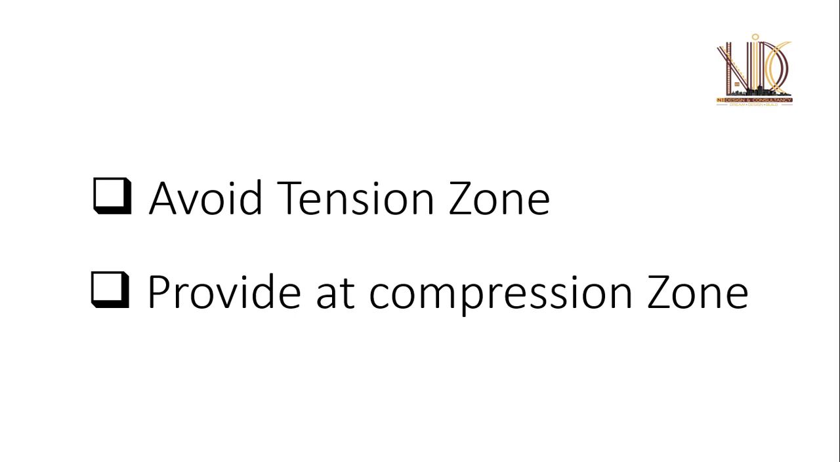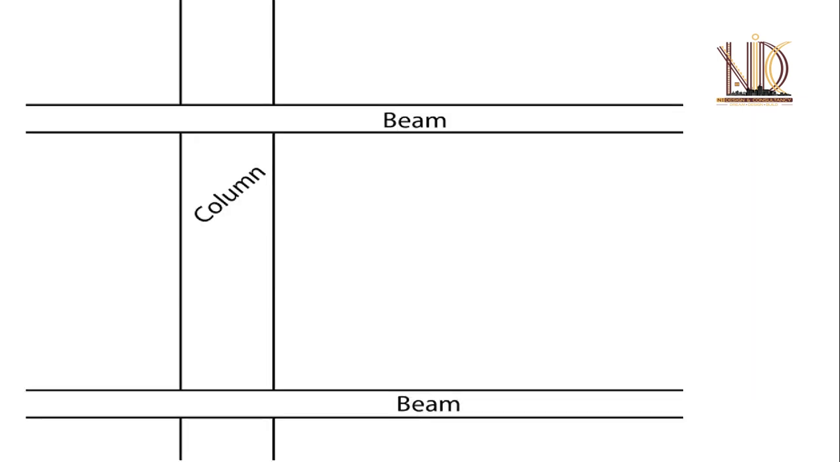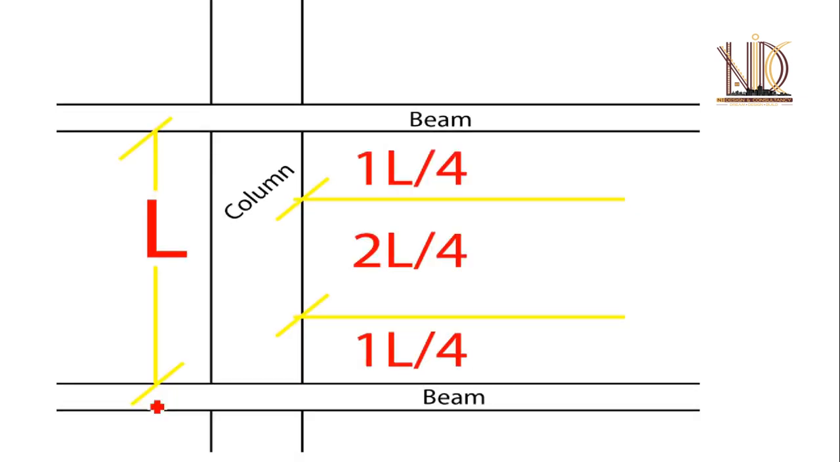So we have to understand what the tension zone is. Suppose we assume a vertical member, say a column. We have to find the clear spacing between beam bottom and slab top. If we divide it by 4, then the middle two parts of this clear spacing are known as the compressive zone, and near the beam support is known as the tension zone.